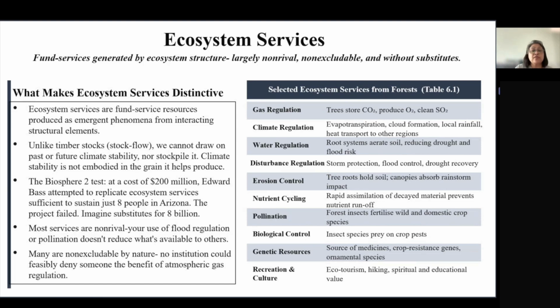Most of these services are non-rival. You benefit from flood regulation. Your benefit from flood regulation does not reduce mine. Most of them are non-excludable. No institution could feasibly prevent someone from benefiting, for example, from atmospheric gas regulation. So these two properties, non-rival and non-excludable together, explain why markets systematically fail to account for ecosystem services.